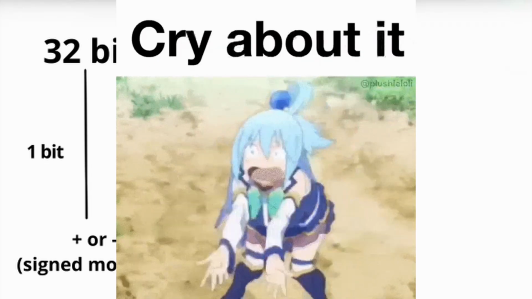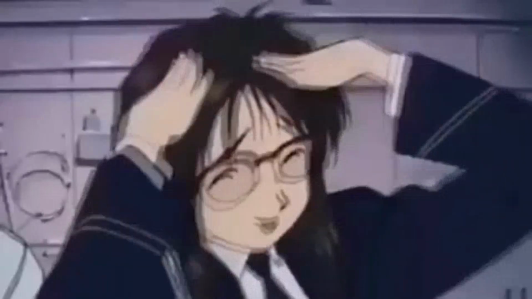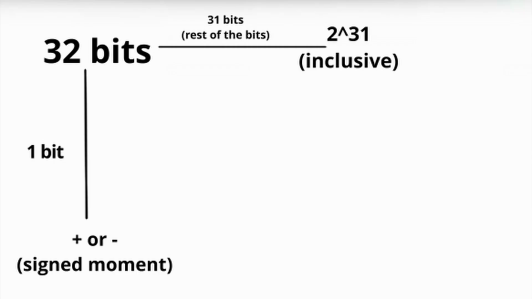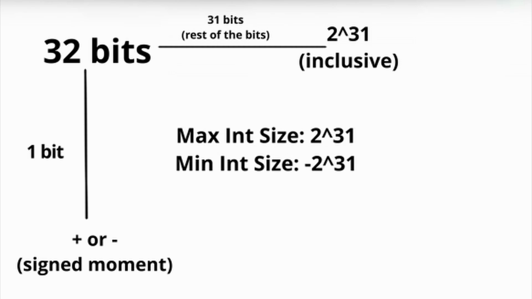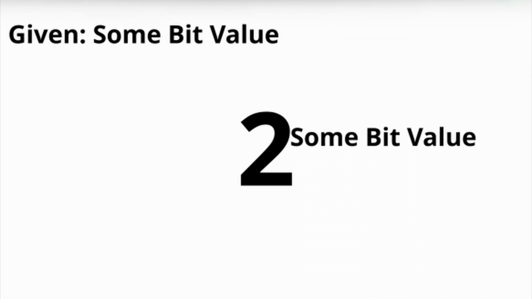2,147,483,647. Just 2 to the power 31, inclusive, and don't forget that it's signed, so you could also use negative 2 to the power 31. Remember, if a bit value is given, just put that bit value over the 2, so 2 to the power that bit value.